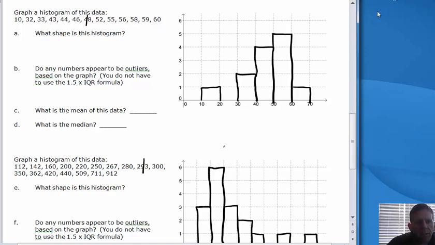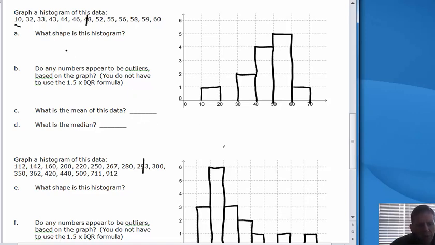So the next thing we're going to look at is a histogram of this data. Remember, a histogram is kind of like a bar graph. There are also often questions about where we graph this 10. There's a stray number 10 that's here. Should that go here between 0 and 10, or here between 10 and 20?